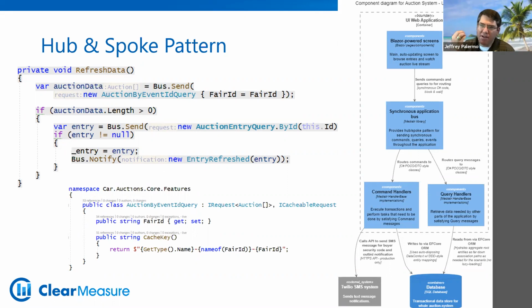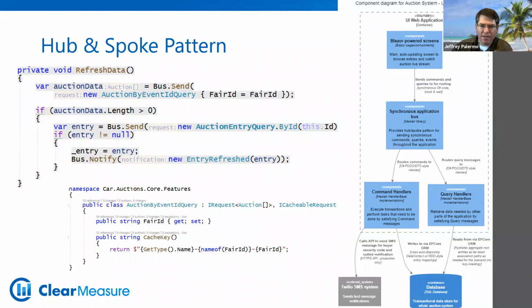And so we have codified the user's intent into a message type, which in the first line of code here, auction by event ID query. And then we're sending it to a bus, okay? We're sending it to a bus. Now at the bottom, you can see auction by event ID query, and it is just a regular DTO. So codifying the user's request.